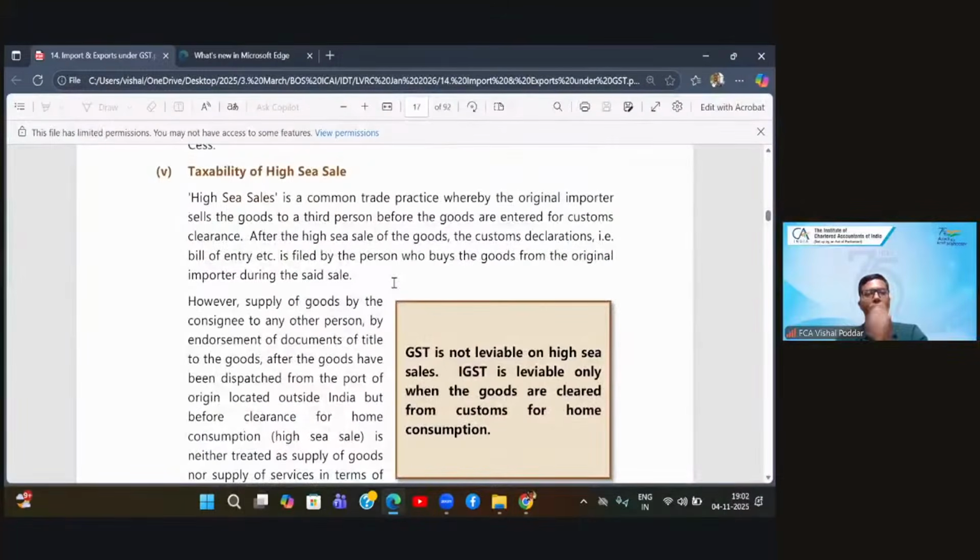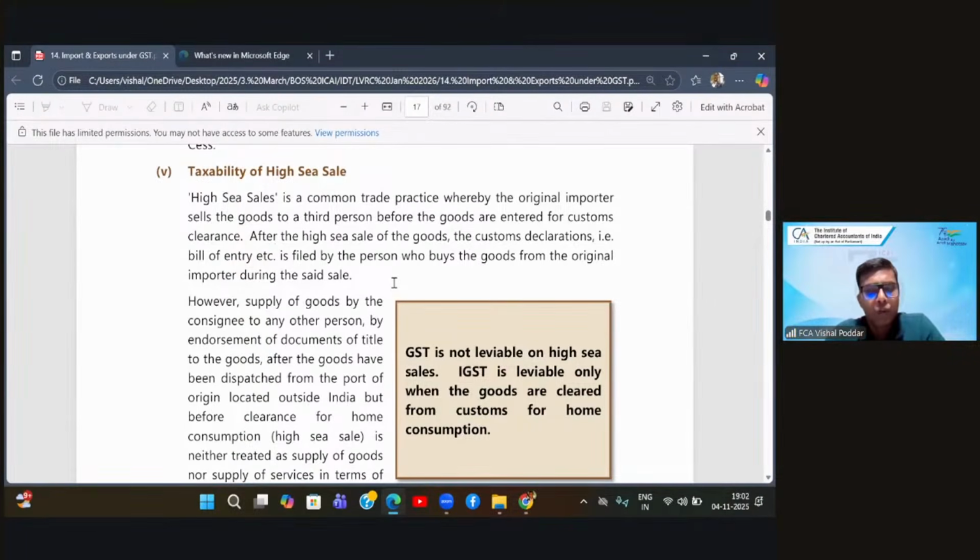Now coming to another transaction, that is the taxability of high seas sales. What are high seas sales? So let us say your goods are being imported. They are still in transit. Your ship has not touched the Indian waters. It is still in the high seas.